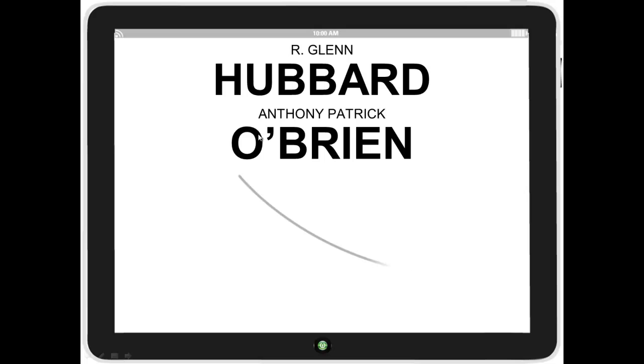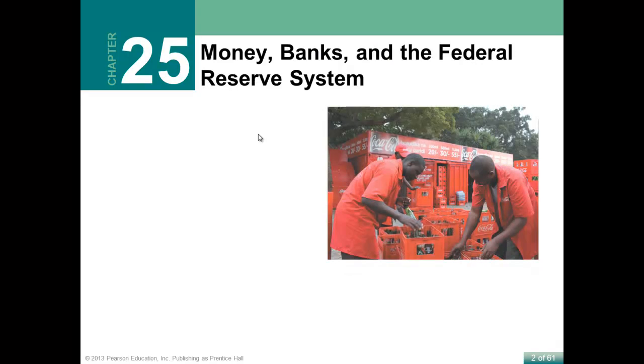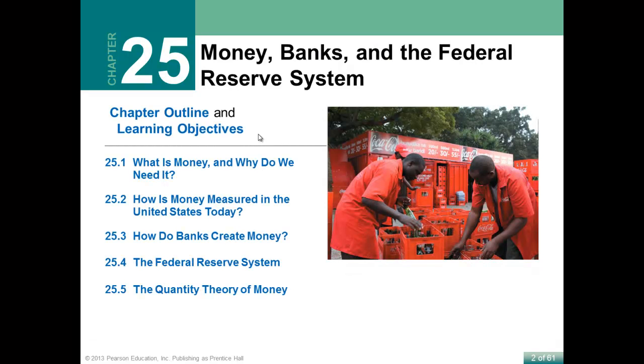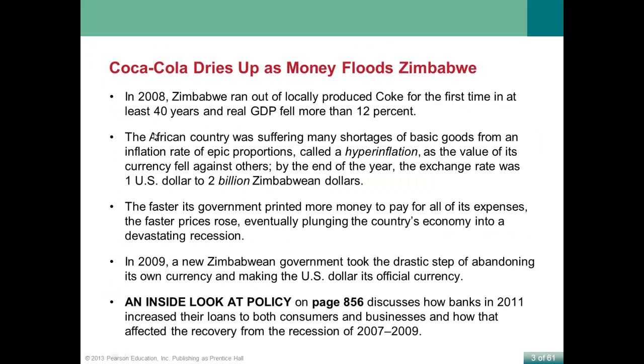This is Economics, Chapter 25. In this chapter, we're going to talk about money, banks, and the Federal Reserve System. One of the examples from the book talks about Coca-Cola drying up as money floods Zimbabwe.